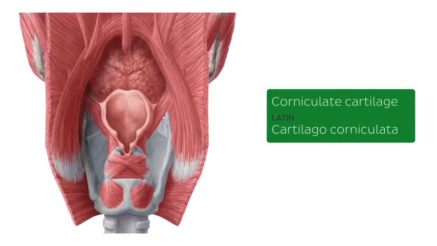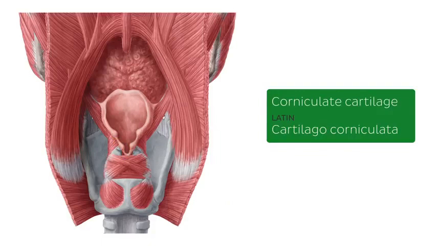I'm going to zoom in to show you here the posterior view of the corniculate cartilages and also the arytenoid cartilages. Because it is here, on the apex of the arytenoid cartilages, where the aryepiglottic fold inserts, and that is how the nodule shape of the fold is formed, as you can see here. It's thanks to these structures. This is the aryepiglottic fold.